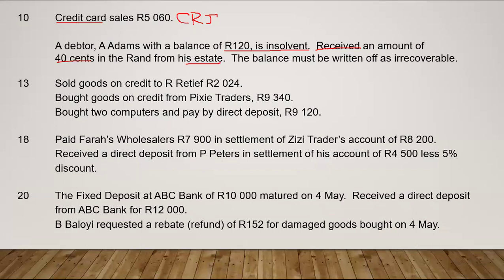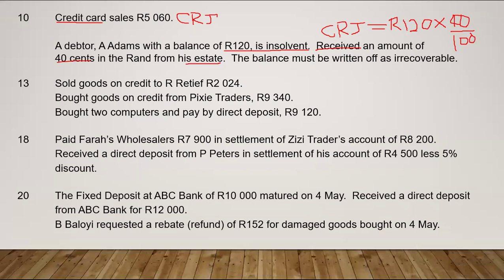So to figure out how much we received, and received means, guys, it is CRJ because we are receiving money. But how much money are we receiving? Of the amount that A. Adams is owing us, which is 120, A. Adams is going to pay us 40 cents. 40 cents is the same as 40 divided by 100, or 40%. It's pretty much the same.